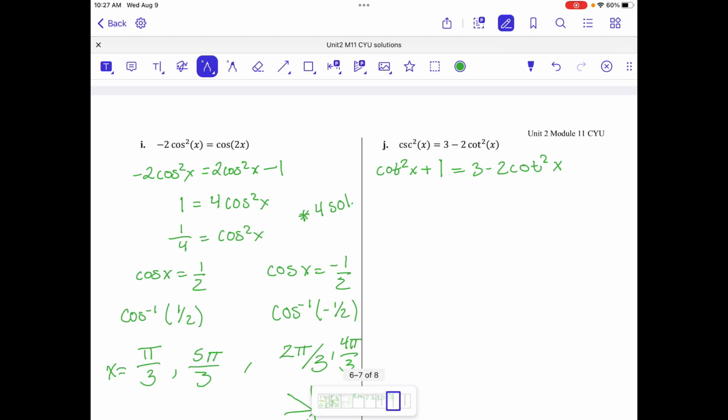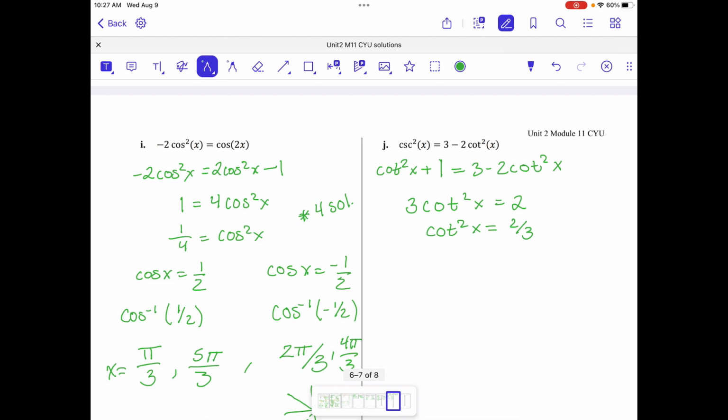So cotangent squared x, and then I would add 2 cotangent squared x to that, which would be 3 cotangent squared x. And that equals 3 minus 1, which is 2. Divide both sides by 3 gets me cotangent squared x equals 2/3. Now here's where I'm going to end up with my 2 separate equations again, because I'm going to have to undo the square by taking the square root.